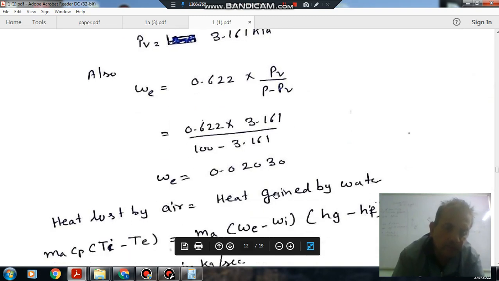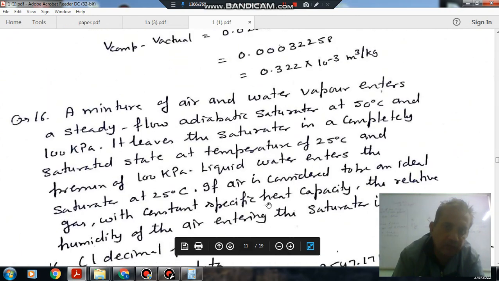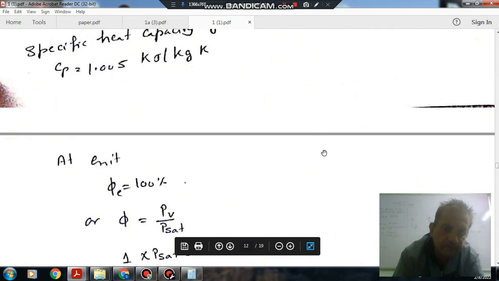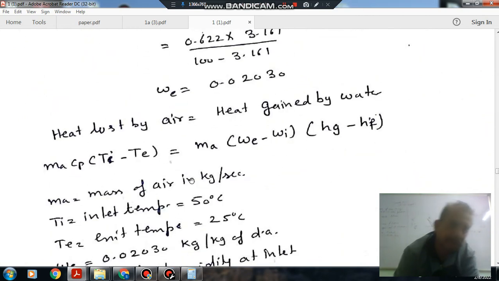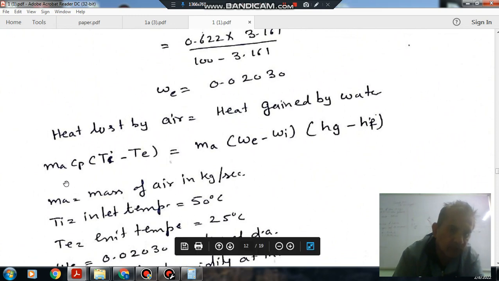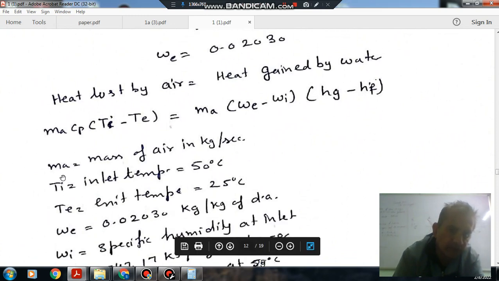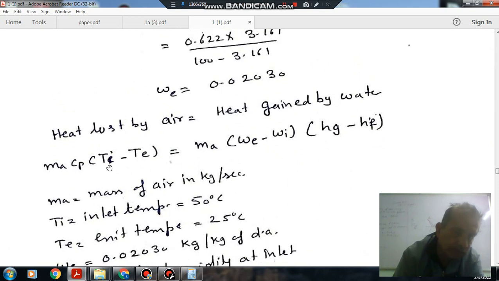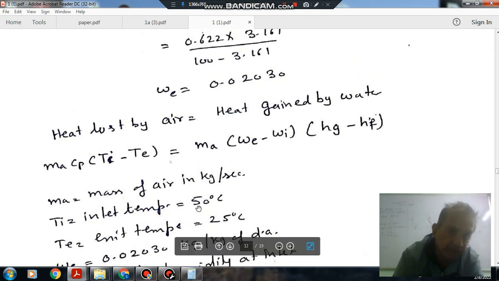Now the entry temperature of the air is 50 degrees Celsius and the exit temperature is 25 degrees Celsius. Let m be the mass of the air. Then, as the inlet temperature is 50 degrees Celsius and the exit temperature is 25 degrees Celsius, heat will be lost by the air. So this is the heat lost by air, m a Cp into the temperature difference.